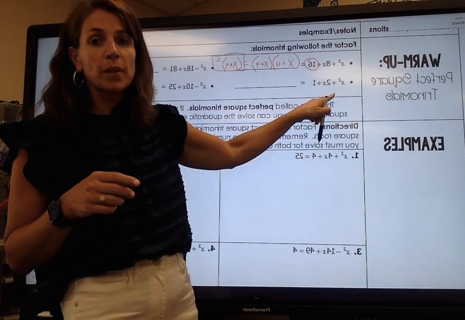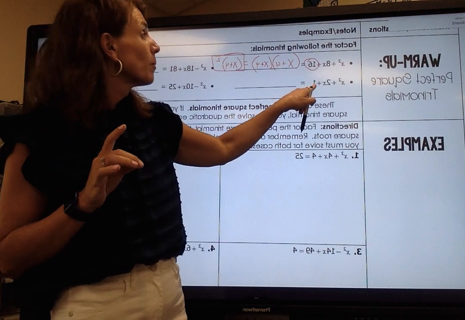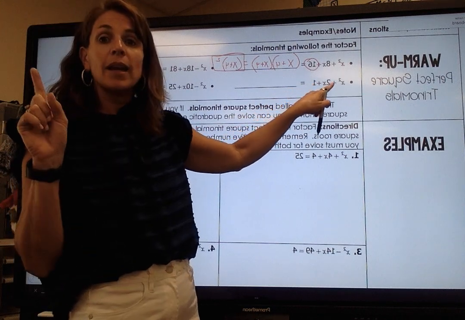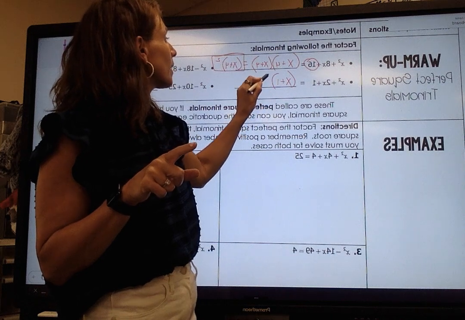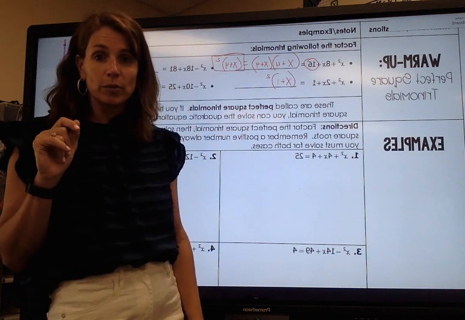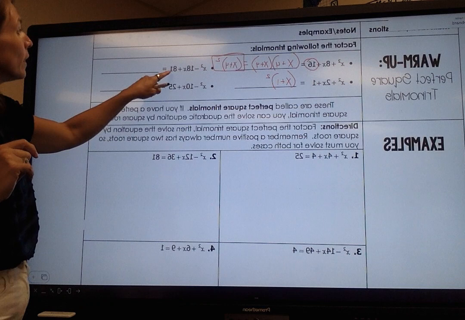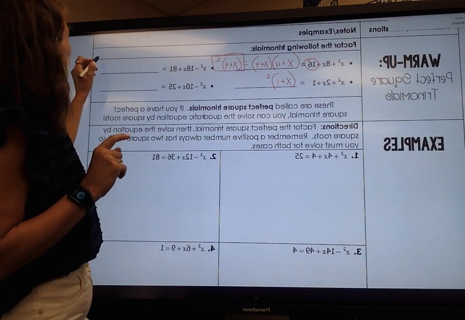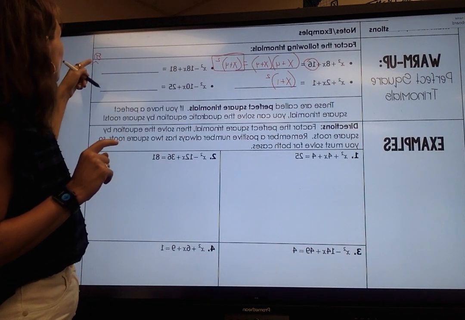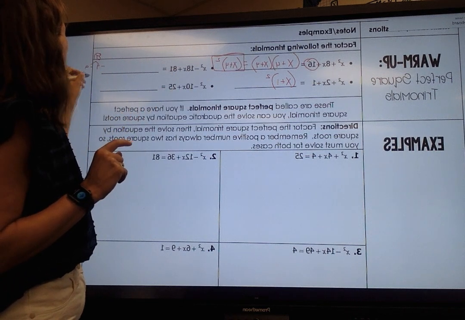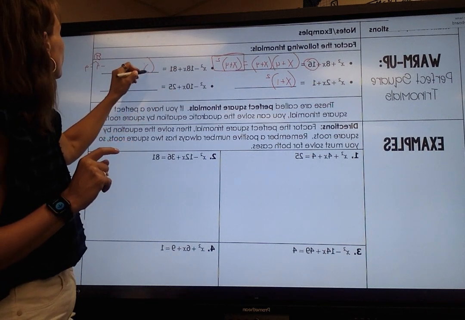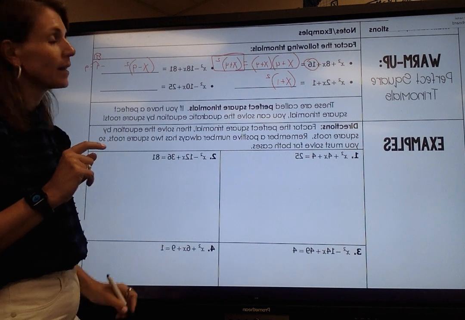So look at this one. This is a perfect square. The two numbers that multiply together to give me 1, and when added give me 2, are going to be x plus 1 times x plus 1, or just x plus 1 squared. Okay? Look over here. Two numbers that multiply together to give me a positive 81, but when added give me a negative 18. Those numbers are negative 9 and negative 9. So I get x minus 9 squared.